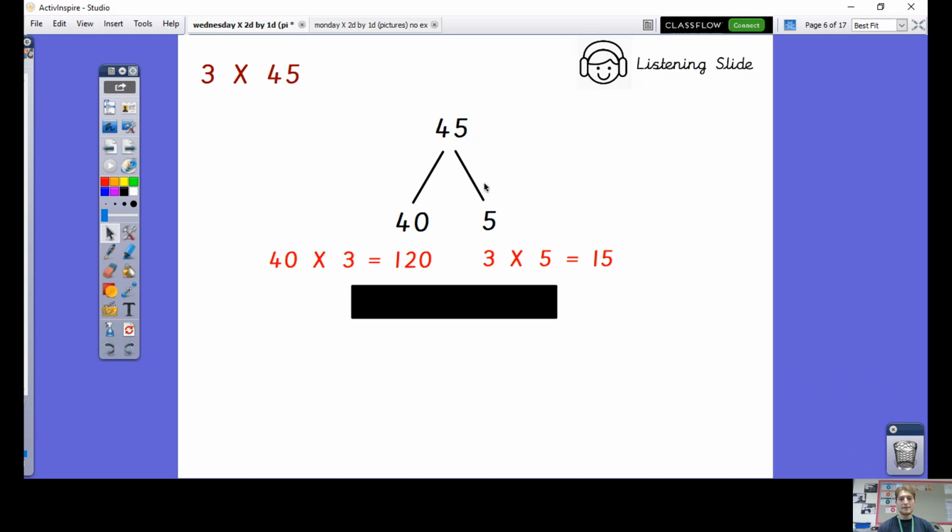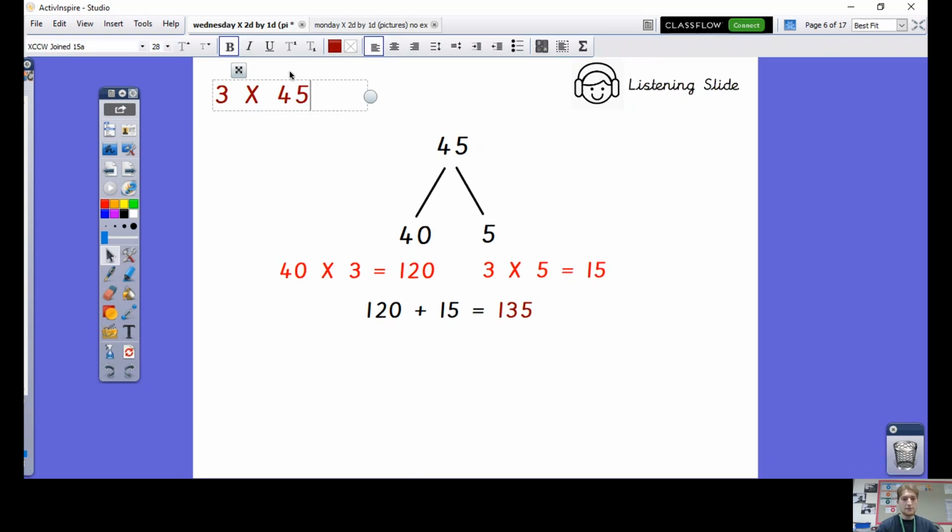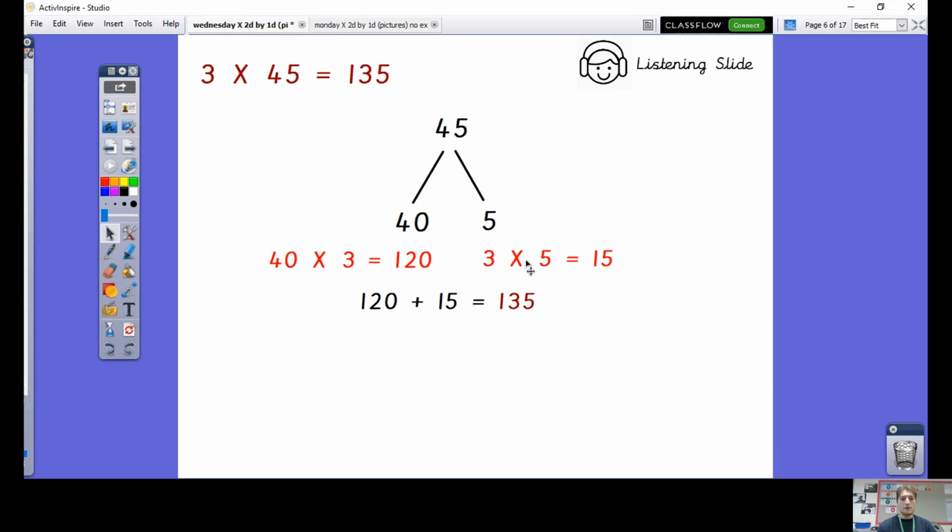Finally, what we need to do is add it together. So I have my 2 answers. I have 120 and 15. 120 and 15 is 135. And that is the answer to our last question.